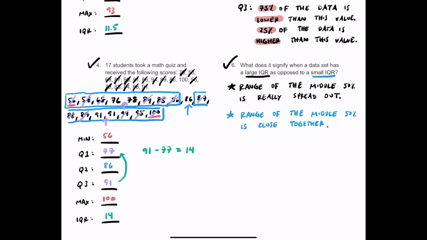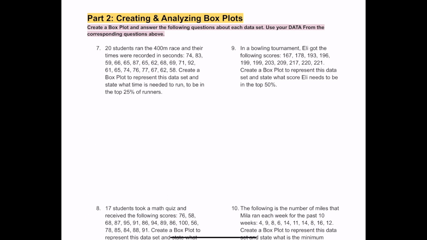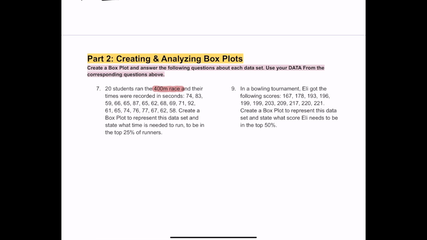Okay, let's move on to part 2. Part 2, we have to create some box plots and then answer, I guess, one question or so about each of these questions. So first one is 20 students. Okay, so this is the 400-meter race that we talked about earlier, and it's the same exact data, or it should be. And so I'm going to just come up here.